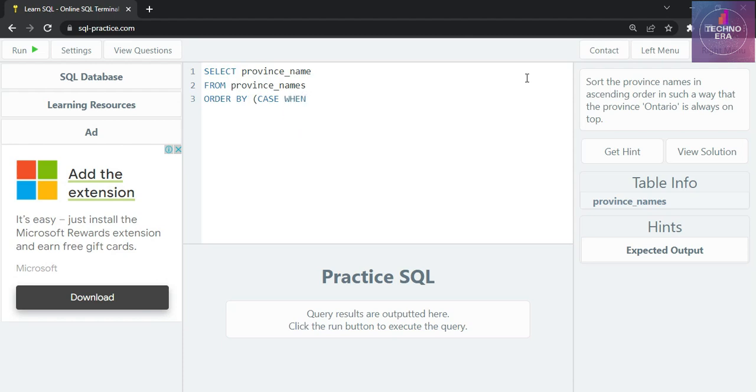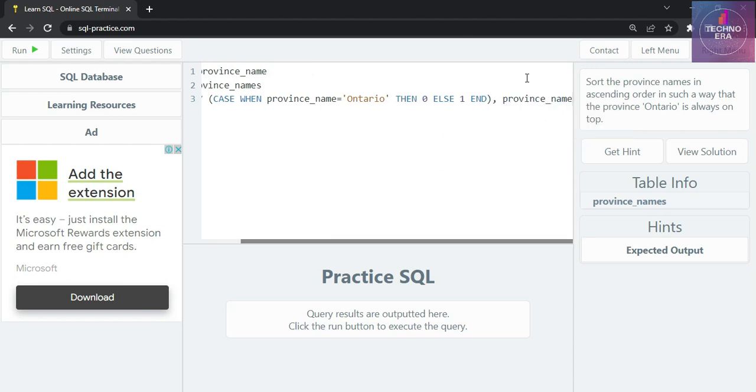CASE WHEN province name equals Ontario, then I am assigning the category 0, else 1. This means we have categorized the province names into two different categories, 0 and 1. So when we sort by this category, 0 will be at the top and 1 will be at the end. So by default the Ontario province will be at the top and the remaining will be sorted in ascending order. So the next sorting column is province name.